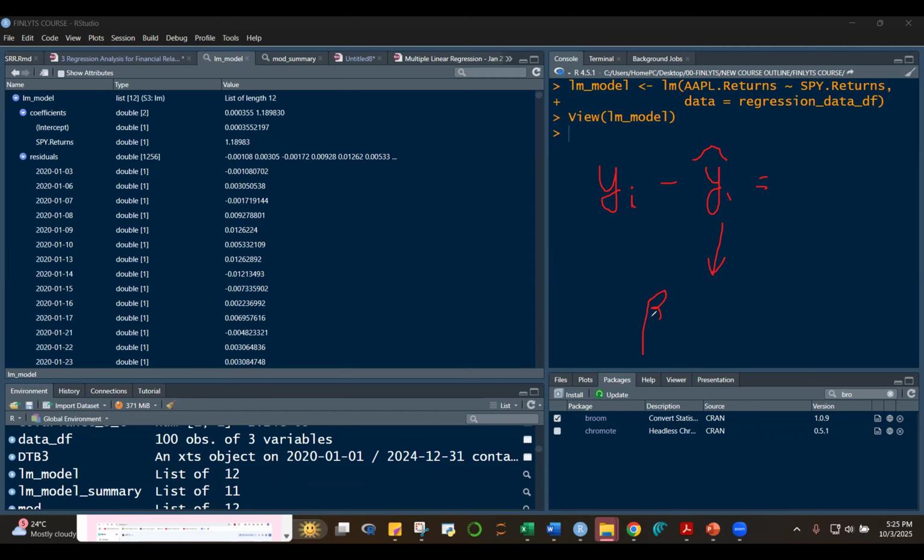Sinolve natin. Beta null, meron na tayong beta null, itong intercept. Plus beta 1. Beta 1 is your slope, ito, class, 1.19. Okay? Times x sub I. Yung x sub I natin, class, ito yung SPY returns. How many SPY returns? 1256, diba? Therefore, you will have 1256 predicted values. And when you get the difference between your actual and your predicted value, then you'll have your residual. And this is it, class.